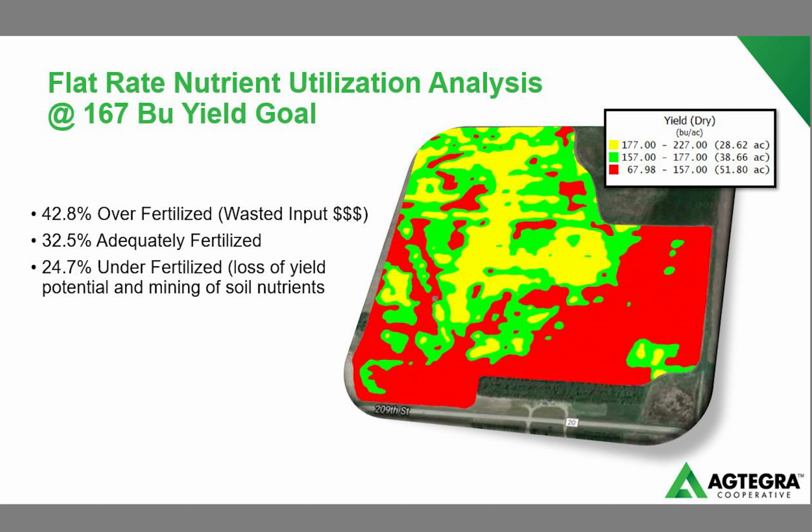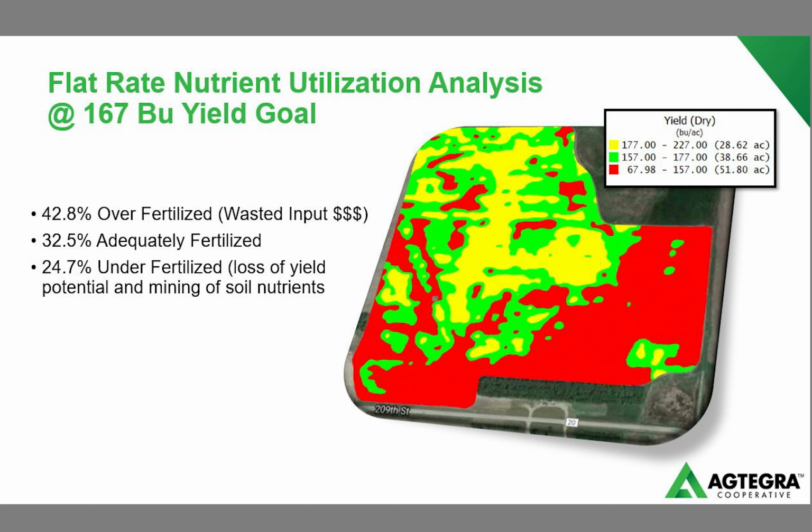When we looked at this field out west, what we found was, at a static rate of 167 bushel yield goal, if we look right here, 157 to 177, this green area accounts for 38 acres of the field. So 167 bushels is right in the middle of that range. You can see where we were successfully hit. This was off of his yield monitor and his combine, where we successfully hit that 167.